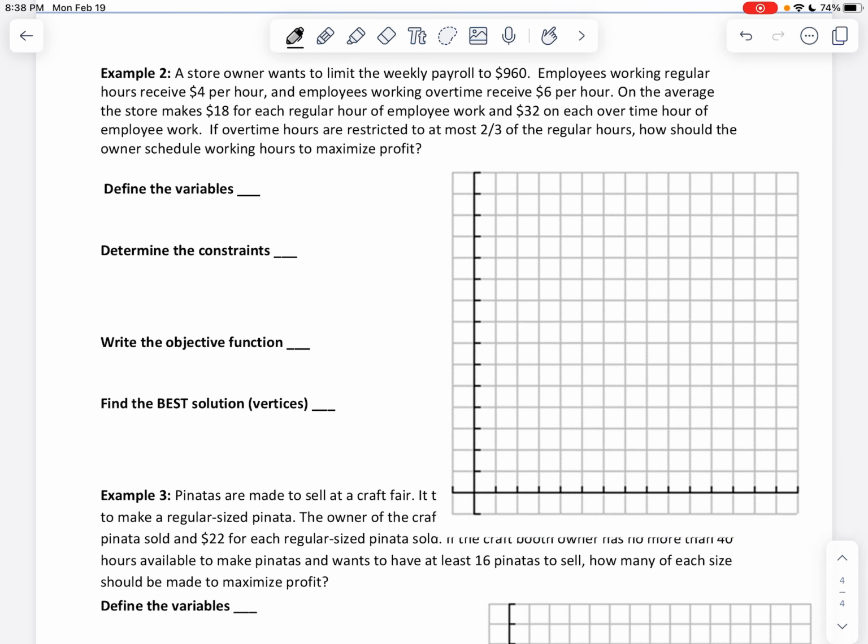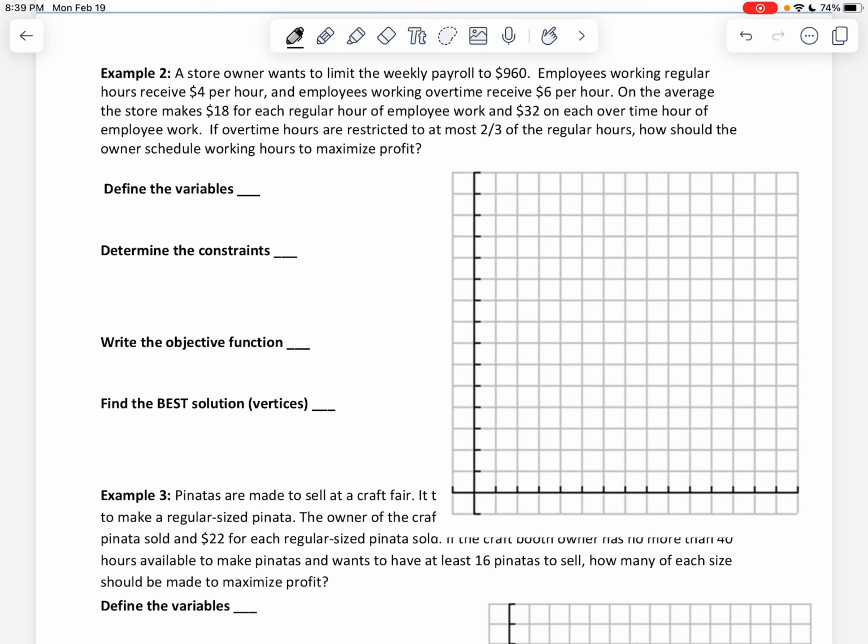Example 2. A store owner wants to limit the weekly payroll to $960. Employees working regular hours receive $4 per hour, and employees working overtime receive $6 per hour. On the average, the store makes $18 for each regular hour of employee work and $32 on each overtime hour. If overtime hours are restricted to at most 2/3 of regular hours, how should the owner schedule working hours to maximize profit? Okay, so in this case, we don't have any of the constraints listed for us yet, any of those equations. We need to actually write them.